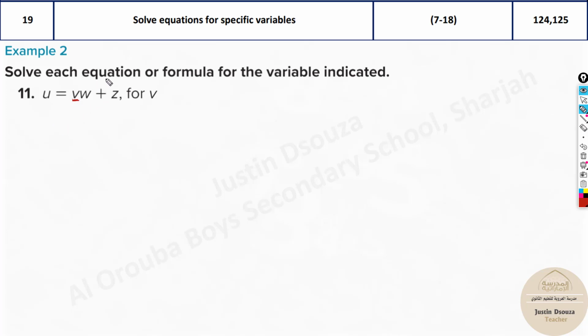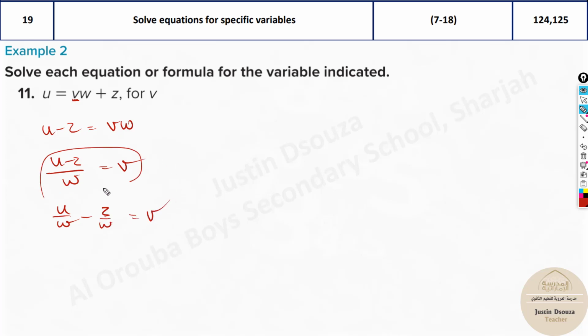Sorry. So take everything else to the other side. We have to keep v alone. I will have u minus z equals vw. Now take w to the other side. It will be (u minus z) divided by w equals v. This is the answer. But if you want to simplify further, it will be u by w minus z by w. But this is the more preferred answer.